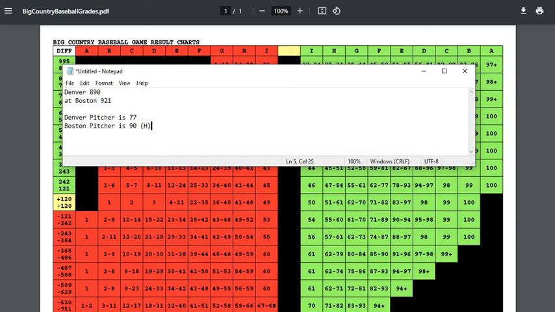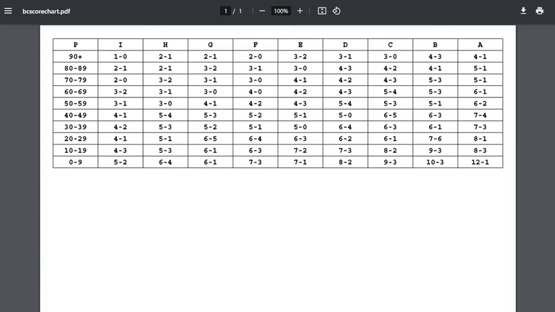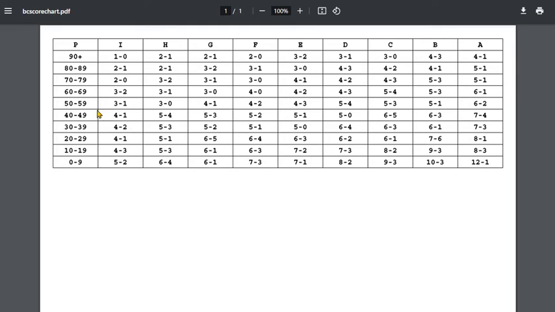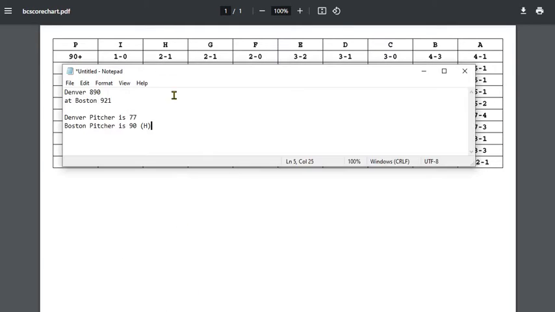Now we're going to pull up our new pitcher chart. So we know that Denver's won. We just don't know what the score is. So I go over here to H. That, by the way, that pitcher is a 90. So we're going to come over here to the scorecard. 90 H, 2-1. That's it. Game's decided. So Denver wins this game on the road 2-1. There we have it.